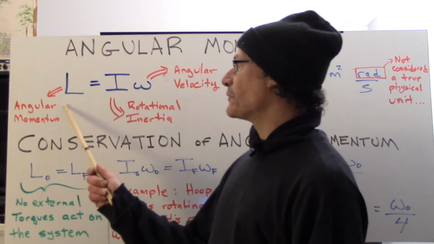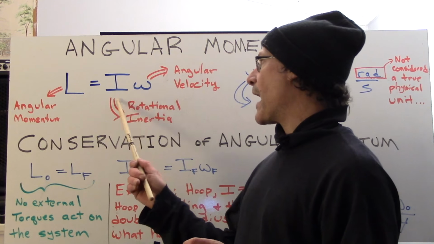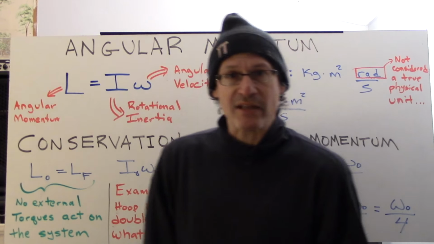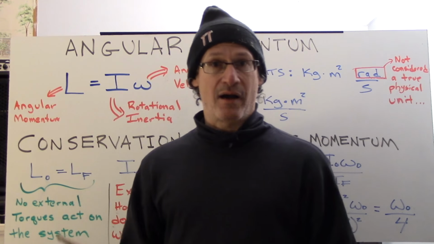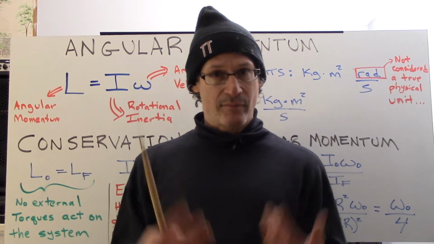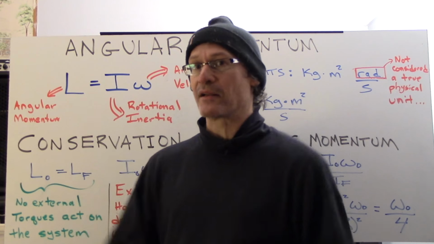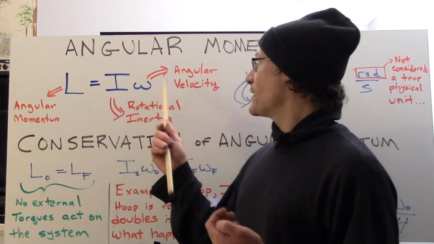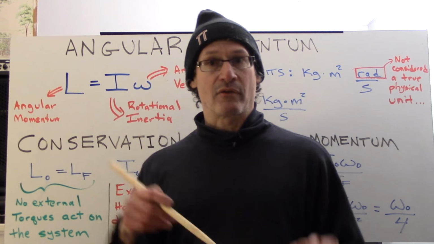Check it out. Angular momentum has the symbol L, and it is equal to I times omega. Rotational inertia times angular velocity. This makes sense because linear momentum is mass times velocity, mass being linear inertia, right? The amount of mass will determine how much resistance to motion there is, but in the rotational world we know that it's I, so it's dependent on the distribution of mass as well as the quantity of mass. Omega is angular velocity, so it's the velocity again in radians per second around a circle.